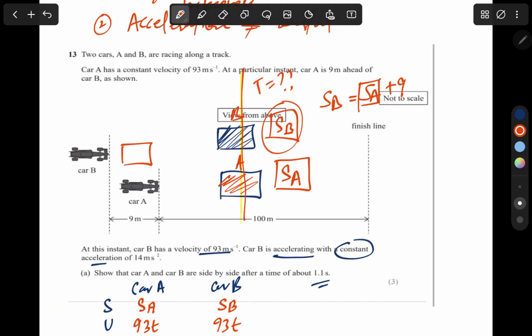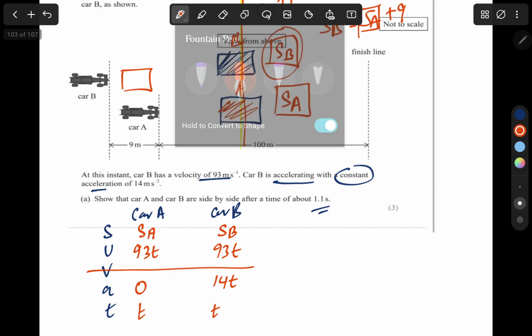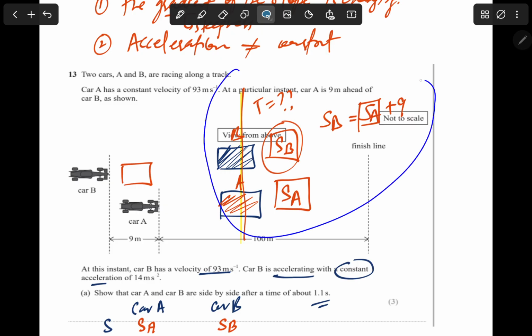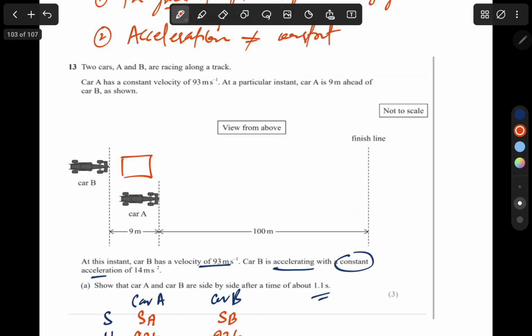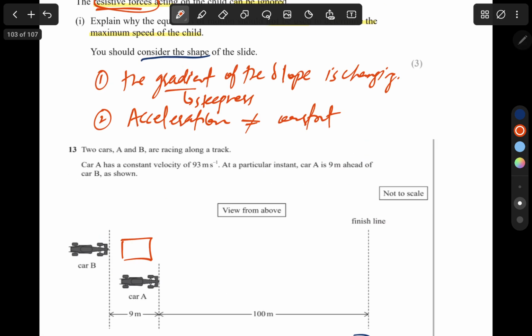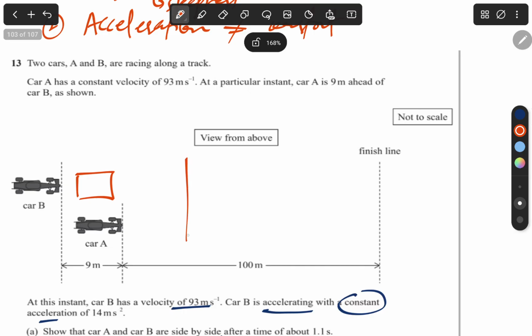So that's one way to understand it. If you understood it here, then the next part of the video you can just skip. But remember this equation: SB equals SA plus 9. This is for people who are a little bit confused.